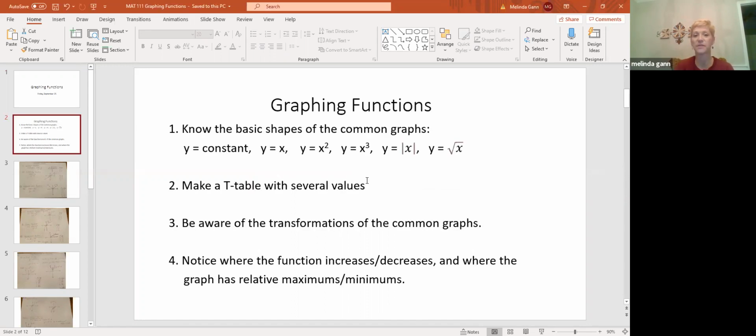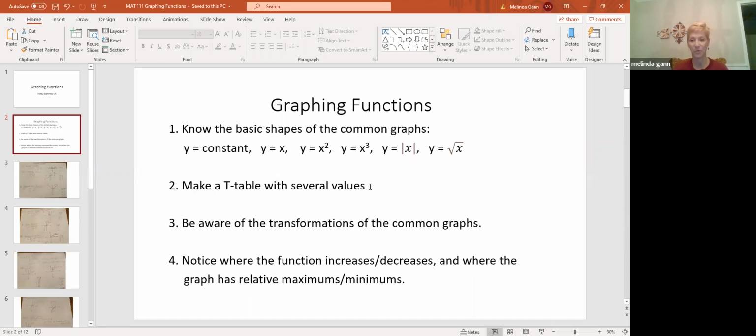Okay, so this would be my advice when you're graphing functions. The first thing I would do is know the basic shapes of those common graphs that we went over in class last time. When I say y equals a constant, remember that's y equals a number, like y equals 4 or y equals negative 1/2. That's a horizontal line. Y equals x is the one that splits the first and third quadrants. Y equals x squared is that parabola. Y equals x cubed is that S curve. Absolute value is that V, and square root of x is like half of a parabola. So I would know those basic shapes, those common graphs.